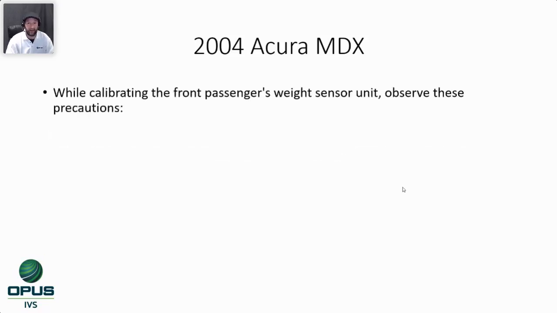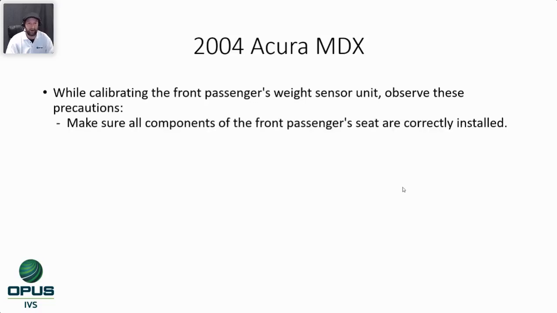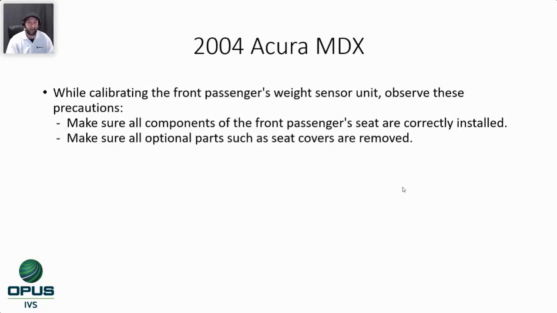So while calibrating the front passenger seat weight sensor unit, observe a couple of precautions. Make sure that all the components of the front passenger seat are correctly installed. All optional parts such as seat covers are removed. I'm going to pause on that. Seat covers. That also means if it came to you from a body shop and it has a new leather seat cover on there, even a new fabric seat cover on there.